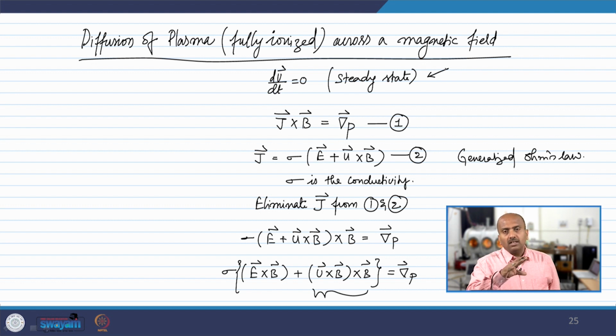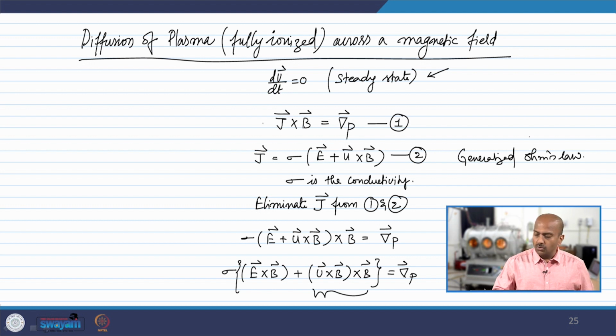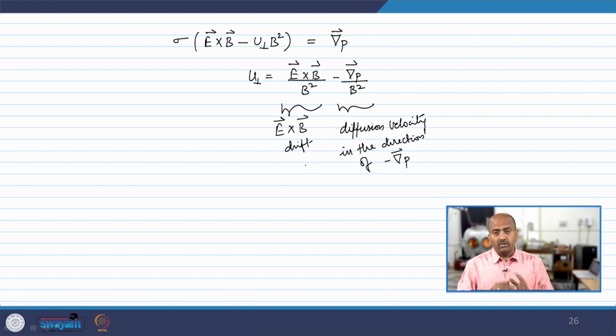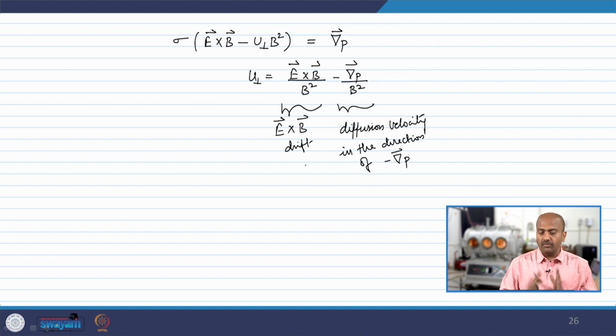You can assume that this flow is existing in a steady state. That means there are no changes in the velocity, which makes these two forces equal to each other. Using the generalized Ohm's law, we have replaced the current density with this, and following some simple algebra, you realize that the fluid's velocity under such situations will be composed of two parts.